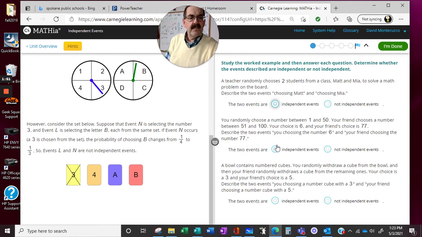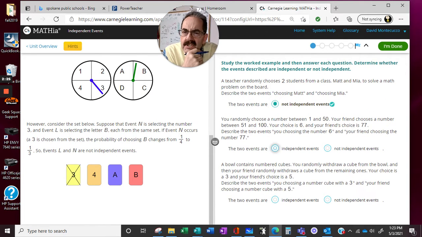Alright, so let's see if we can make sense of this. Study the worked example and then answer each question. Determine whether the events described are independent or dependent. A teacher randomly chooses 2 students from a class, Matt and Mia, to solve the math problem on the board. Describe the events choosing Matt and choosing Mia. Independent.